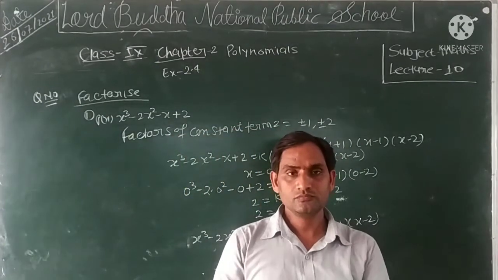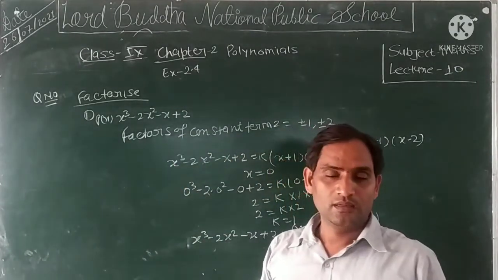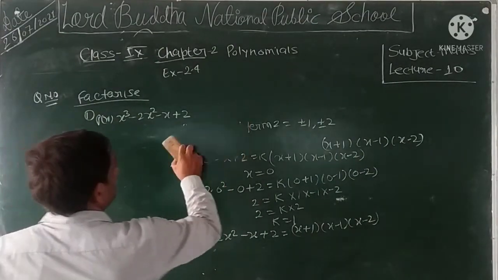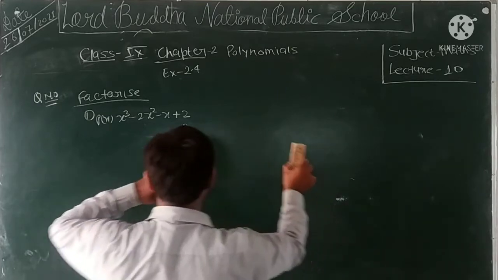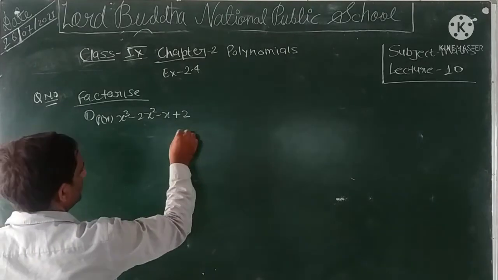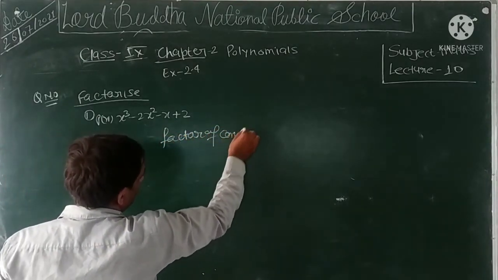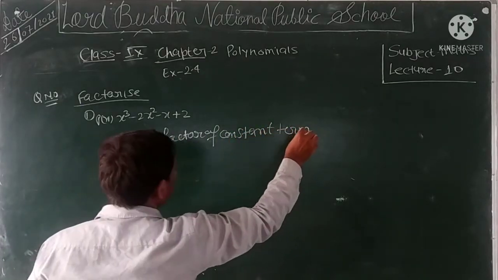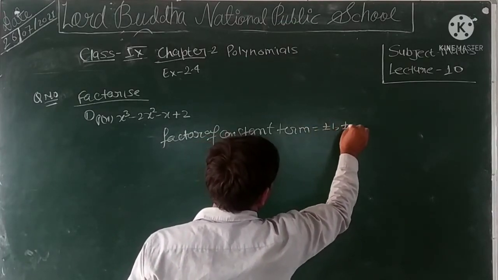Now we can apply another method to solve this cubic polynomial. First of all we factorize the constant term. Factors of the constant term equal to plus minus 1, plus minus 2.